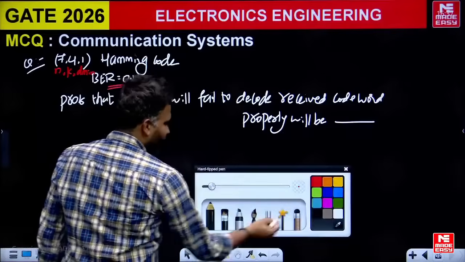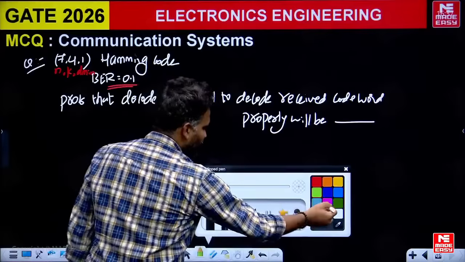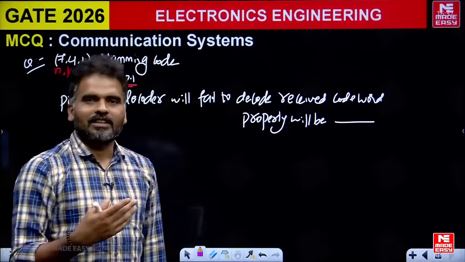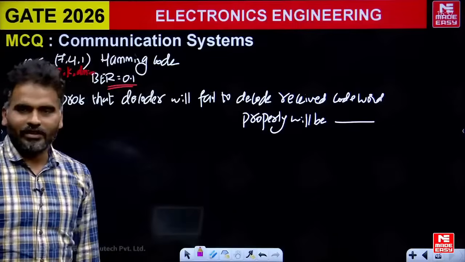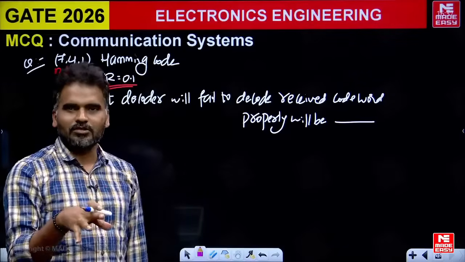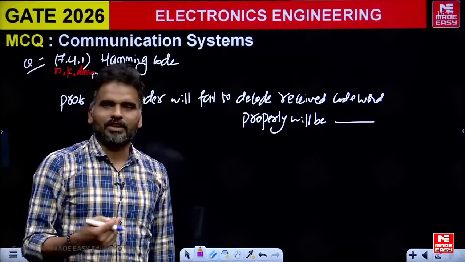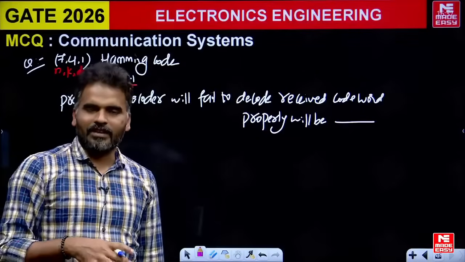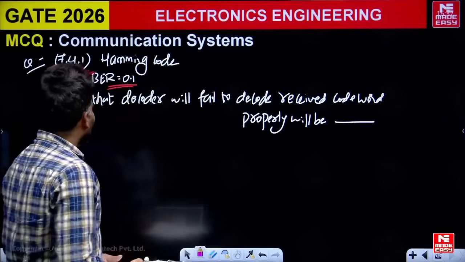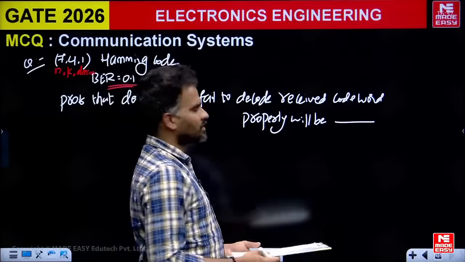When can I say the decoder, the receiver, is decoding the received code word properly? If the receiver manages to get the original transmitted code word back. Meaning if there are any errors in the received code word, it should be able to correct those errors and get the original code word back. Then I can say the receiver is decoding the received code word properly. And here the question is: what is the probability that the receiver, or decoder, fails to decode the received code word properly?